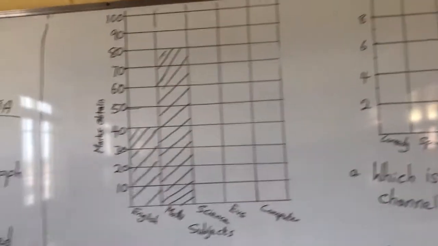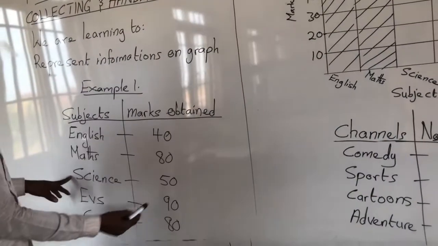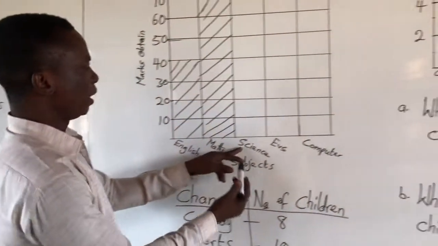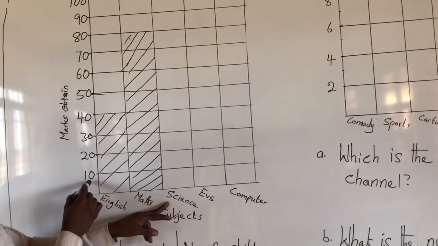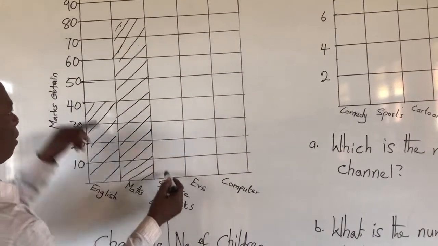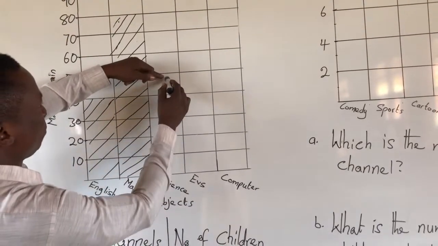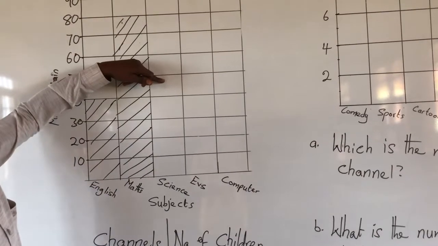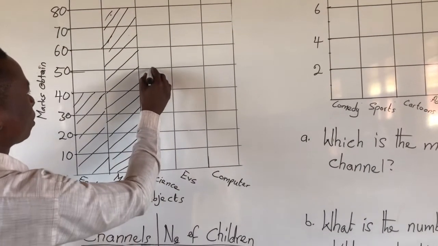The next one is science, which is 50. So go to science column, read 50. Where is 50? 10, 20, 30, 40, 50. You trace. This is science, so this is 50. You meet here, or you count 10, 20, 30, 40, 50. The same thing. So you quickly shade.